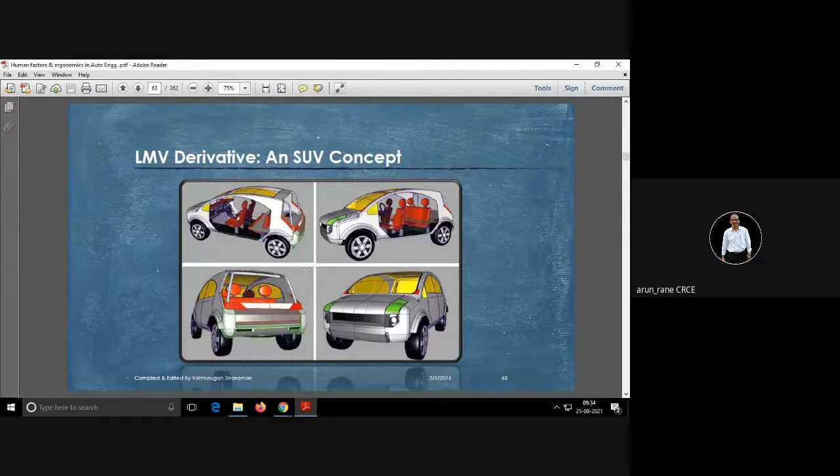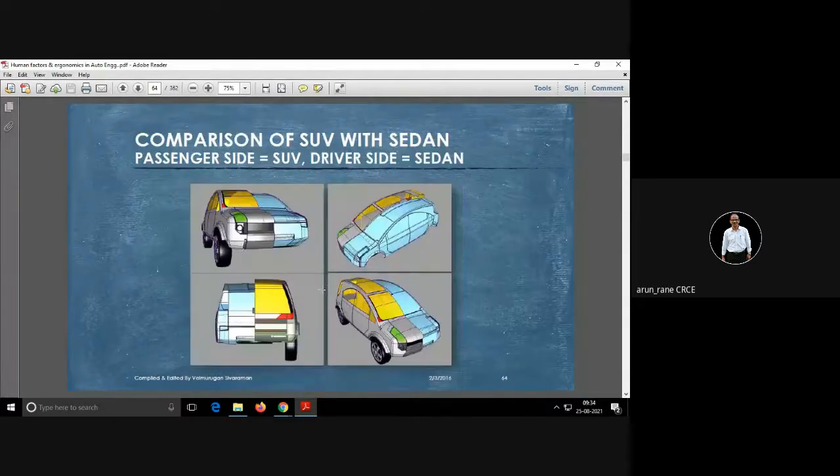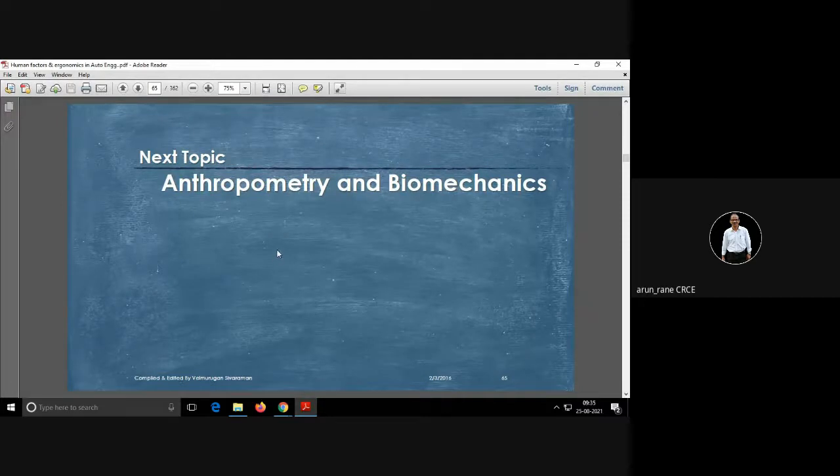This is what your SUV concept is. This is a comparison of SUV with sedan. So this is important.